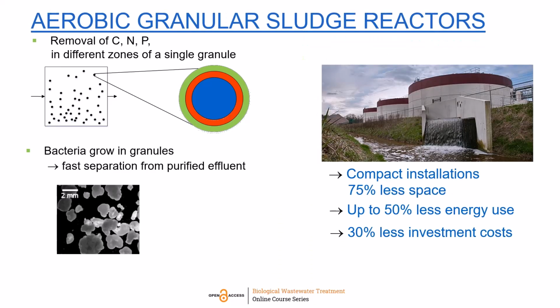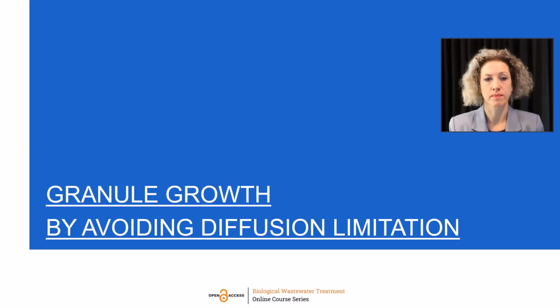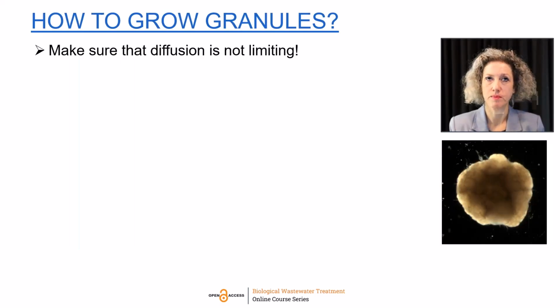Overall, aerobic granular sludge reactors take up 75% less space than activated sludge plants. They consume up to 50% less energy and require 30% less investment costs. But how to grow granules? Well, as was already made clear to you in the lecture of Mark van Loosdrecht, the most important prerequisite is to make sure that diffusion is not limiting.